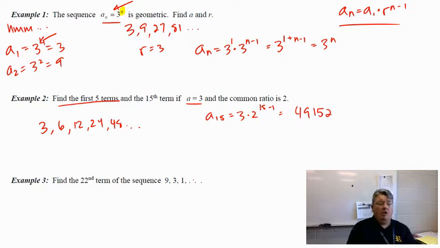9, 3, 1. The next term is going to be 1/3, right? And then 1/9, 1/27. I don't want to keep going because that's going to be too small. So the 22nd term, well, I just use the formula up there. The first term, which is 9, times the ratio, which is 1/3.